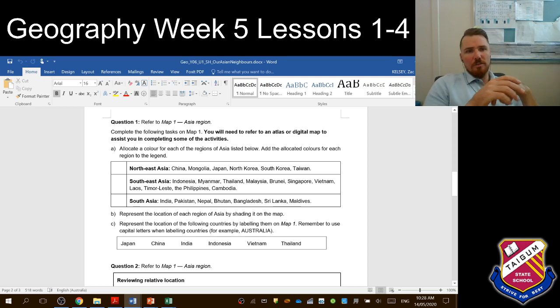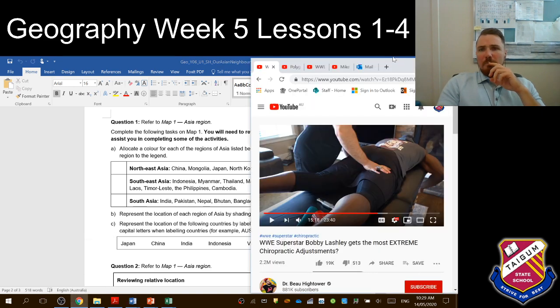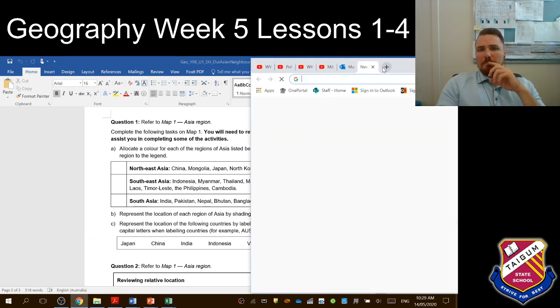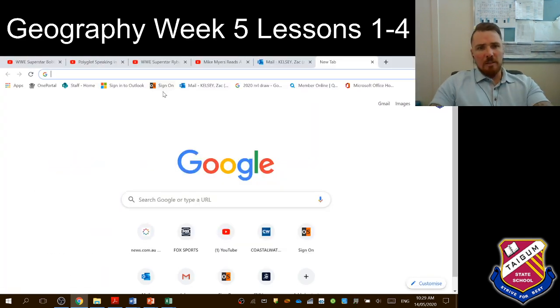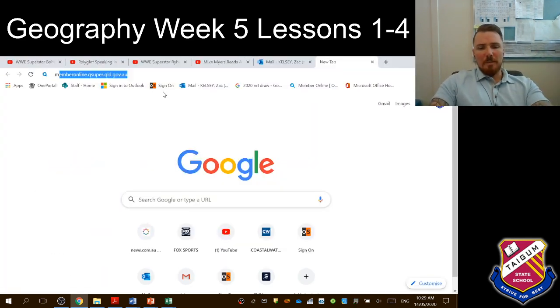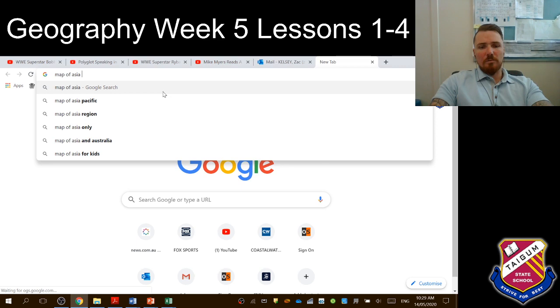So it says, refer to Map 1 Asia region. Complete the following tasks. You'll need to refer to an atlas or digital map to assist you in completing some of the activities. So what we're going to do is we're going to go into Google. We're going to type in Map of Asia region.